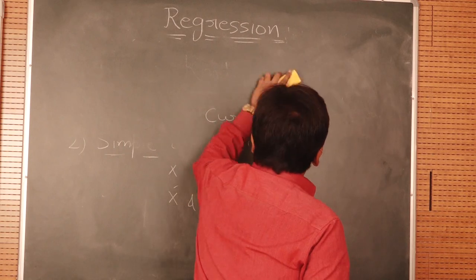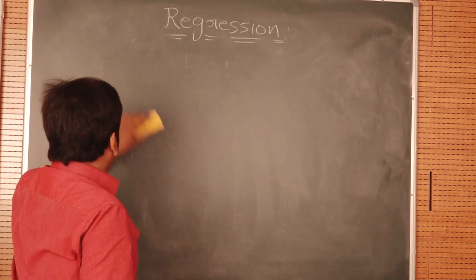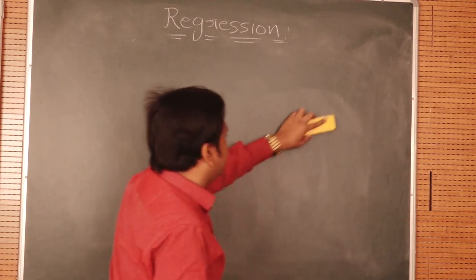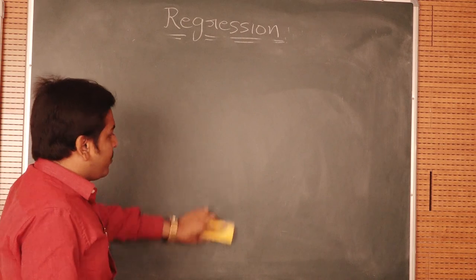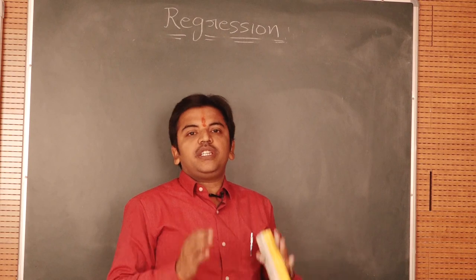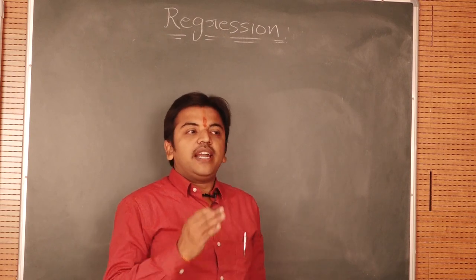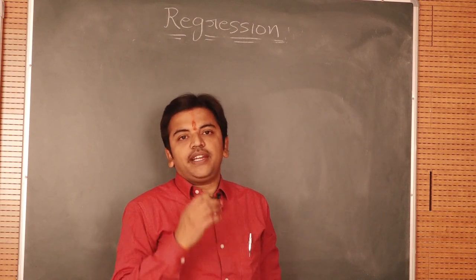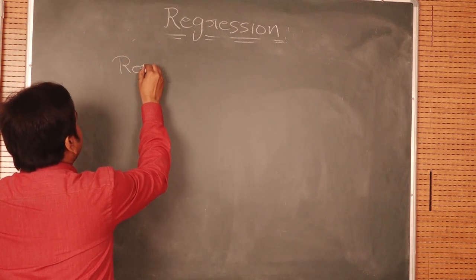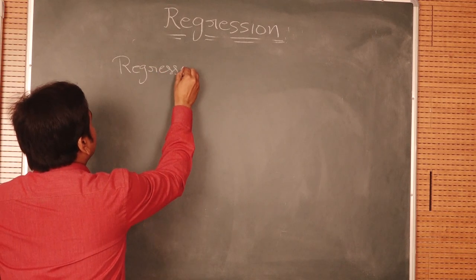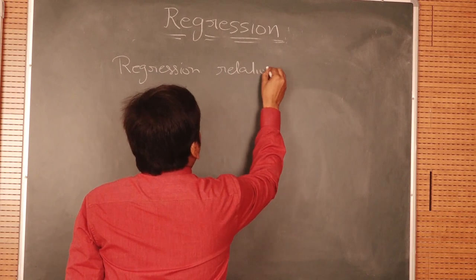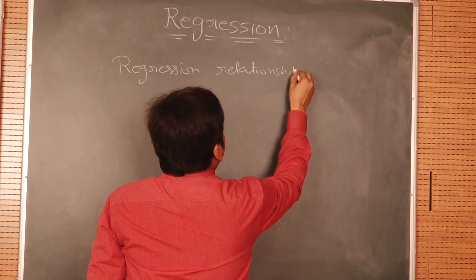As you all know, the regression method is taken in the form of algebraic terms. So there must be two lines, one line is X and one line is Y. There are two series, X series and Y series, and both series constitute a line. So here we can say regression relationship with correlation.